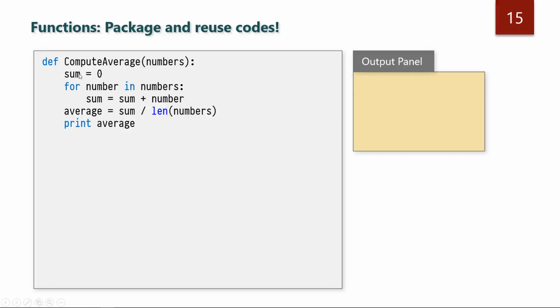So this code does the same thing. Sum equal to 0, and then for each number in numbers. And what is numbers? Numbers is just the name of the input list, right? Of course, at this point, it doesn't know what numbers really is. So numbers here is just a placeholder, just a name waiting for a real list to be sent into it, right? And then sum equal to sum plus number. This part we already know, and then this function just runs this, computes the average, and displays the value on the output panel. So that's the definition of a function.